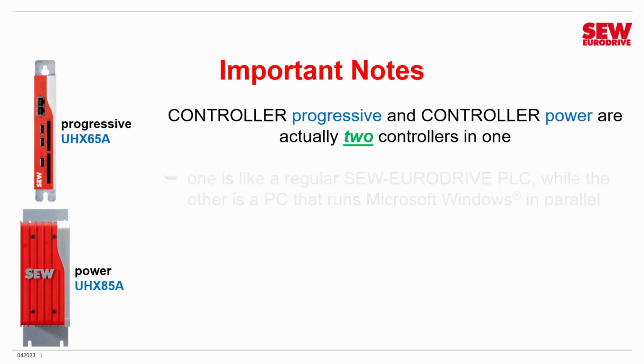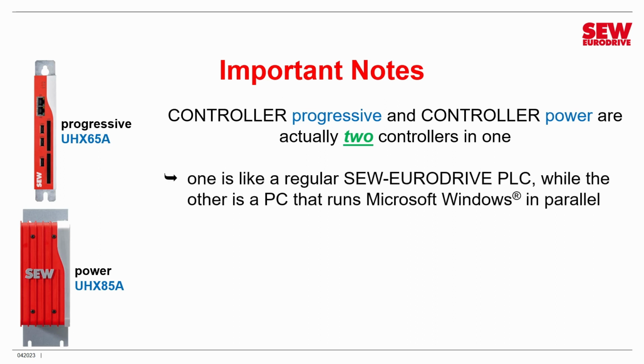Well, let me explain. One is sort of like a regular SEW Eurodrive PLC type controller. But the other one is an embedded PC that runs Microsoft Windows in parallel. In other words, it's kind of an industrial PC. Now, why would you want to do this?